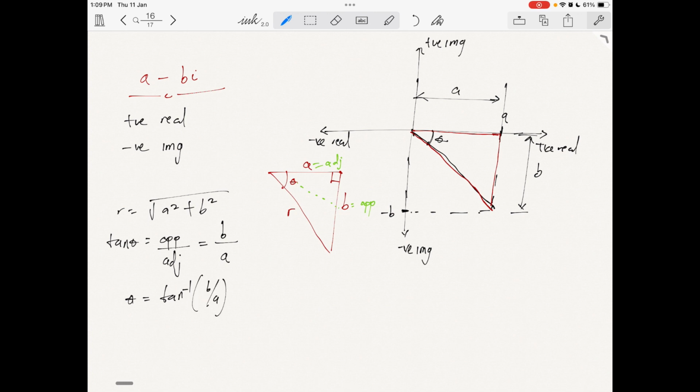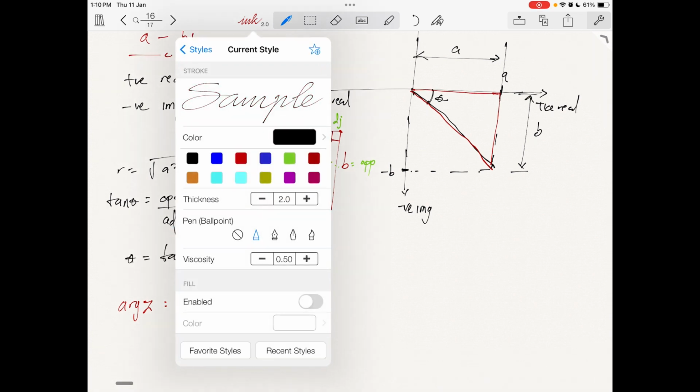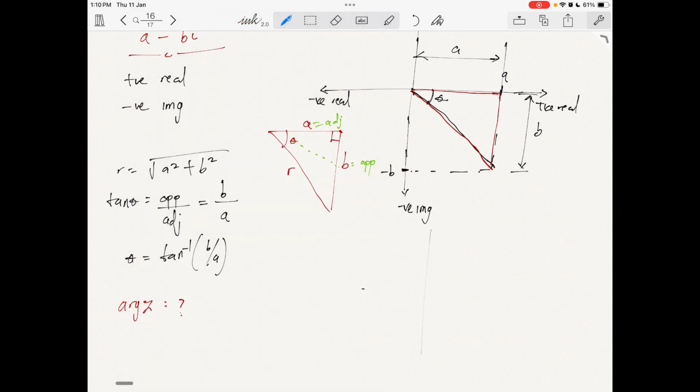Now if theta is arctan b over a, what is the argument z in this case? We have noticed that theta keeps on being the same format, arctan b over a, and R being the same thing, the square root of a squared plus b squared. Theta keeps remaining the same in all scenarios. So let's take a look at the Argand diagram so that we can evaluate our argument z.